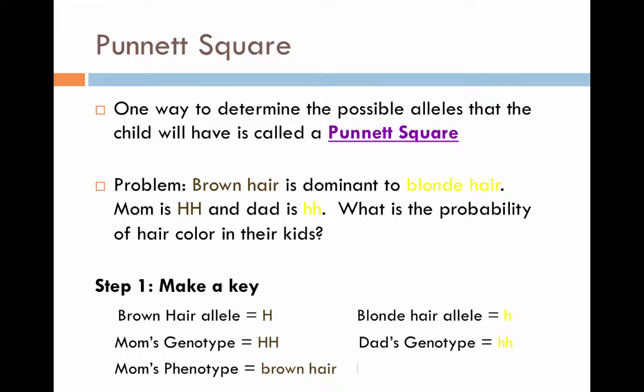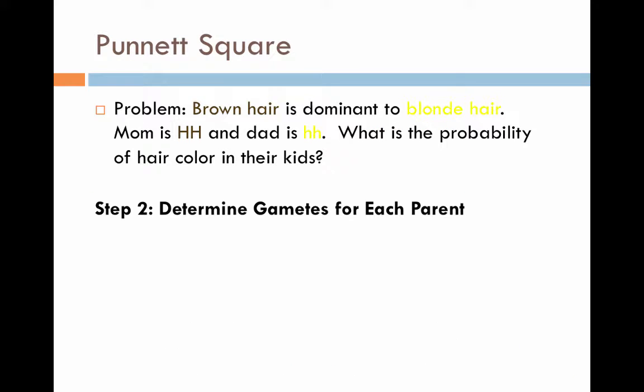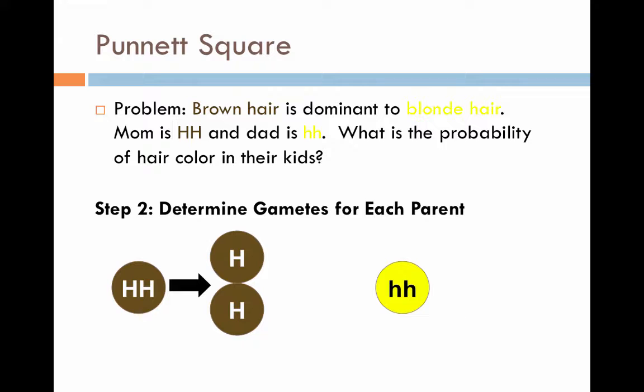Mom's phenotype, so what she looks like, has brown hair. Because she's big H, that means she has brown hair. Dad's phenotype is blonde hair. Because his genotype was little h, it means his phenotype is blonde hair. Step 2. Determine the gametes for each parent. So if mom is big H, after meiosis, each one of her gametes will have one big H. Dad is little h, so after meiosis, each one of his gametes will have a little h. So I did step 2. There's a big H in mom's eggs and a little h in dad's sperm.